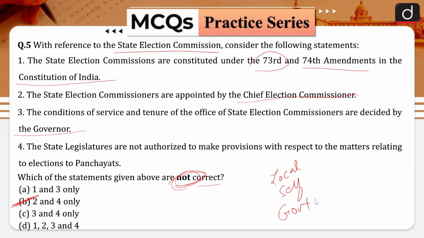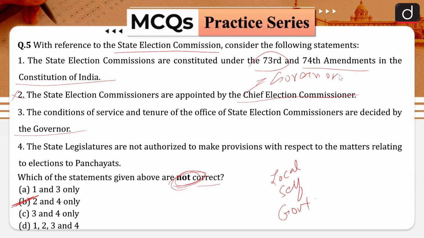The superintendence, direction and control of the preparation of electoral rolls and conduct of all elections to the panchayats is vested in the State Election Commission. It consists of a state election commissioner that is appointed by the governor, and that is why your statement number 2 herein is incorrect in nature. They are not appointed by the Chief Election Commissioner, rather they are appointed by the governor for the state.